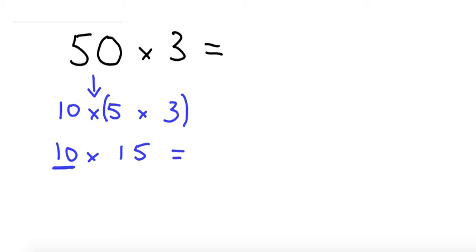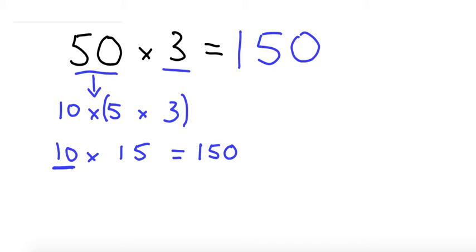Now, to understand that fully, please go and watch the multiplying by 10, 100, and 1000 video. That will talk about why we just add a 0. But we should know by now it's automatic. When we multiply by 10, we add a 0. So 10 times 15 is 150. So therefore, 50 times 3 gives a product of 150. Good, let's try another one.